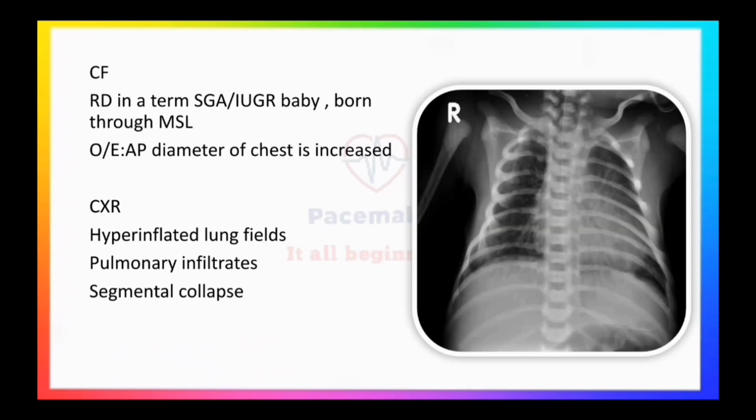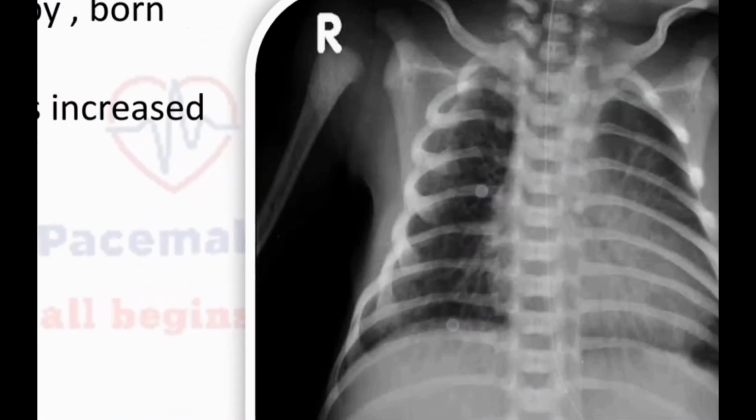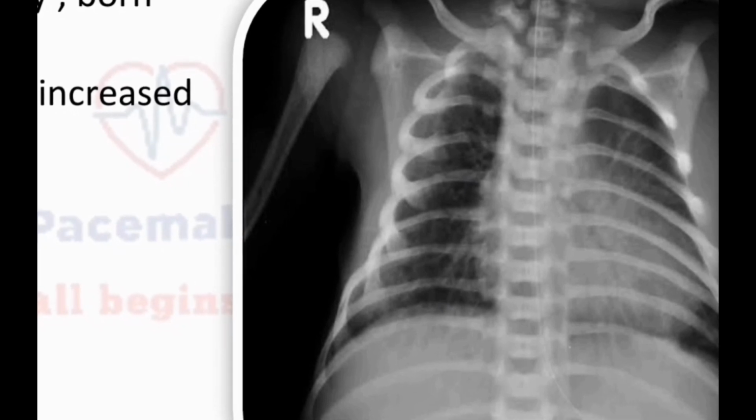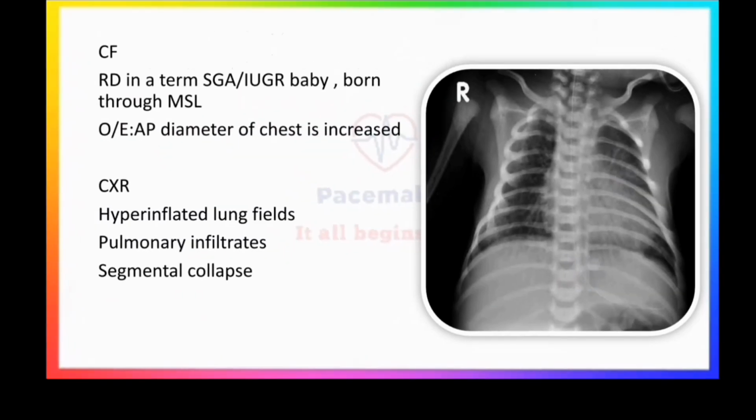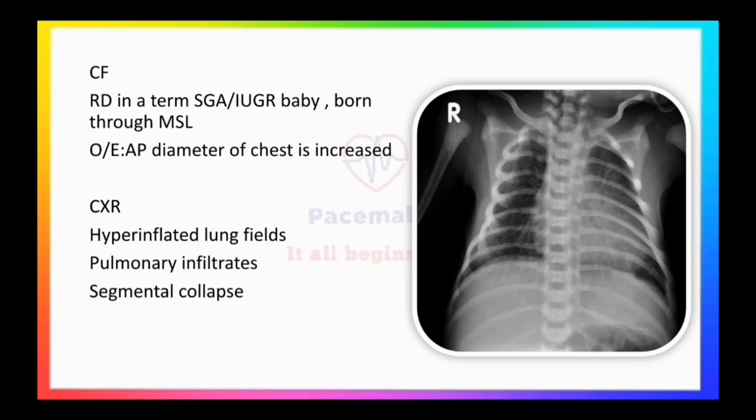This is how the X-ray looks in the case of MAS, meconium aspiration syndrome: hyperinflated lung fields, flattening of the diaphragm, widening of the intercostal spaces, and there will be some pulmonary infiltrates seen, and segmental collapse is also seen, where the bronchus is completely closed. In that segment, atelectasis is seen.